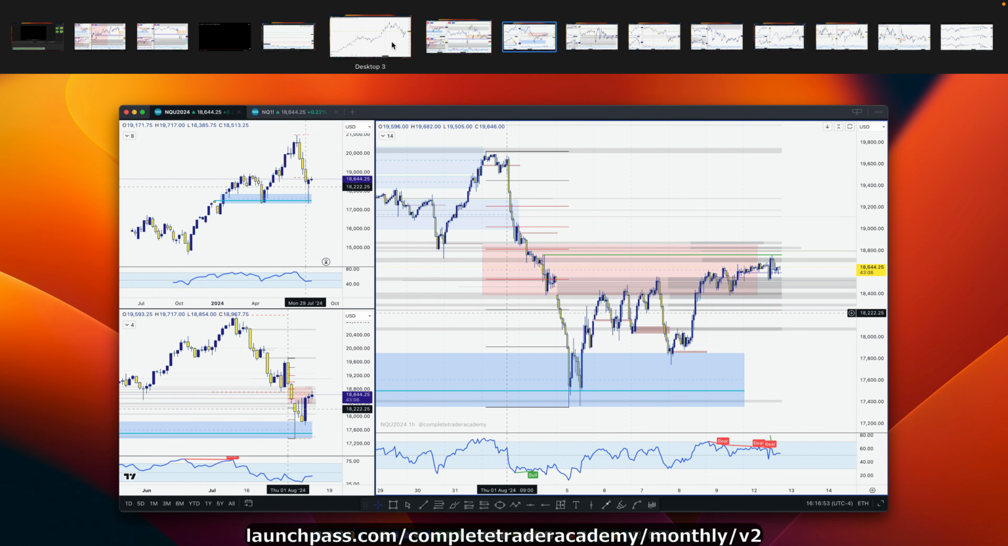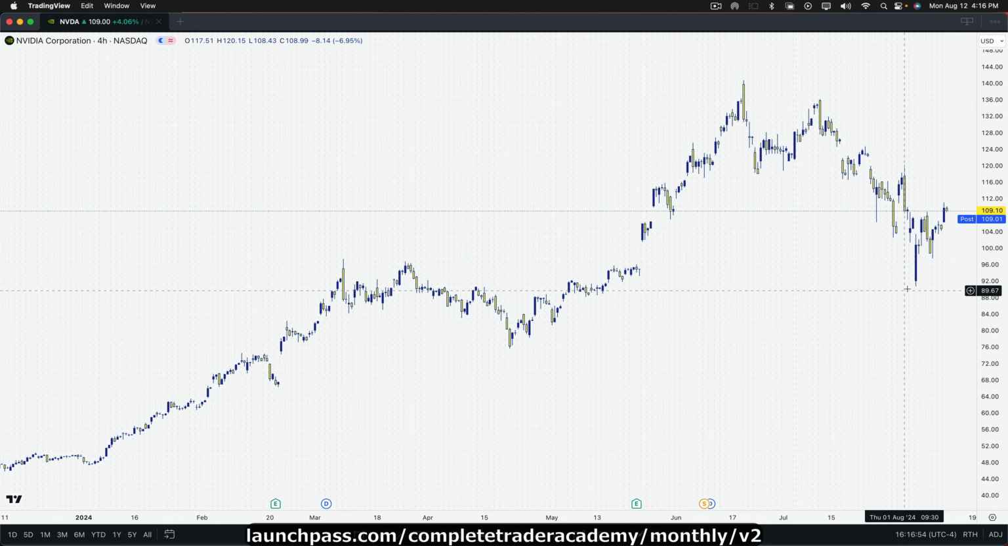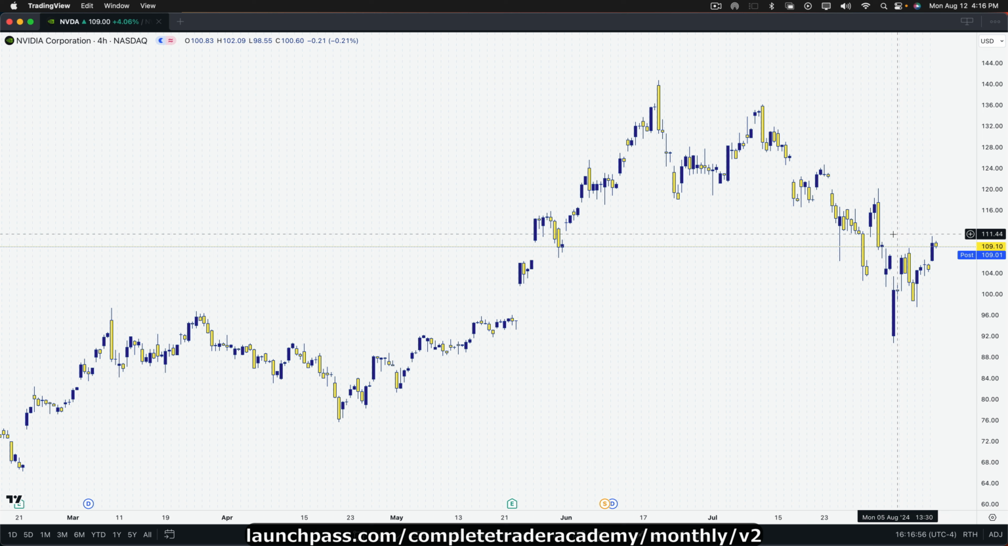I don't think I need to mention anything else. Nvidia kind of shot up and then also got into this gap right here of a balance, but we're pretty neutral.